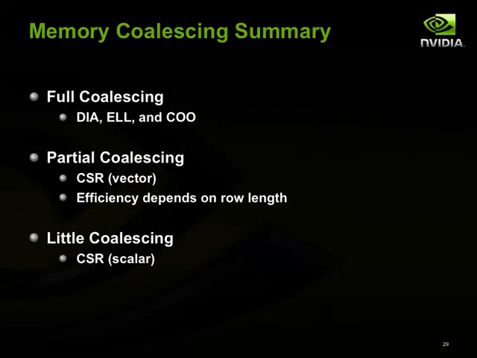Okay. So if we recall, we can categorize each of these different kernels we looked at in terms of whether they achieve full coalescing, which the diagonal, ELL, and coordinate do when reading the matrix. Partial coalescing in the case of CSR vector. So this is sort of a middle ground. If the rows are long, then CSR vector does pretty well. If the rows are short, it's not going to be so effective. And the CSR scalar, the simplest approach for CSR, generally gives us the worst performance.